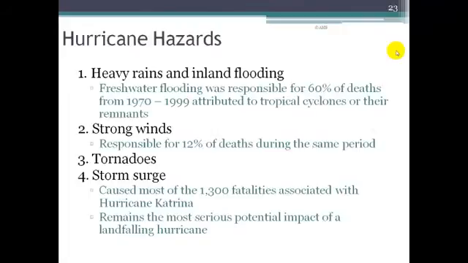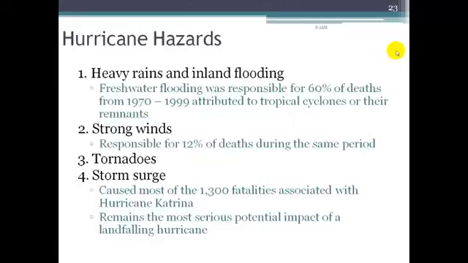Some of the hazards of hurricanes. First of all, heavy rains and inland flooding. So we get a lot of freshwater flooding that comes inland from tropical cyclones or the remnants. They may no longer be tropical cyclones. They might be various stages, but they still are producing a lot of precipitation inland.